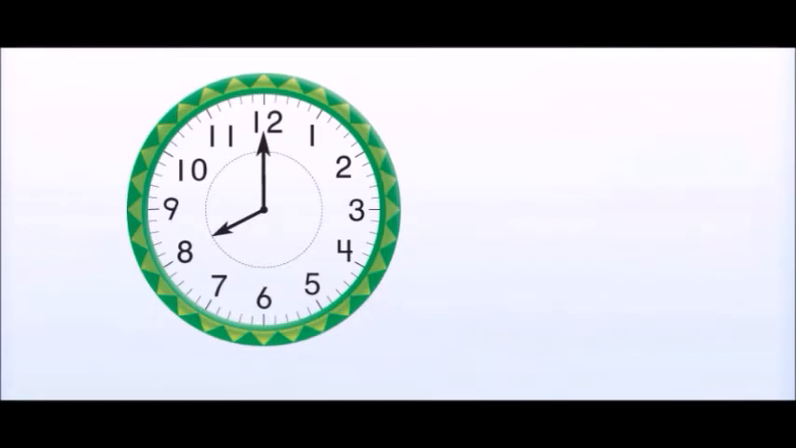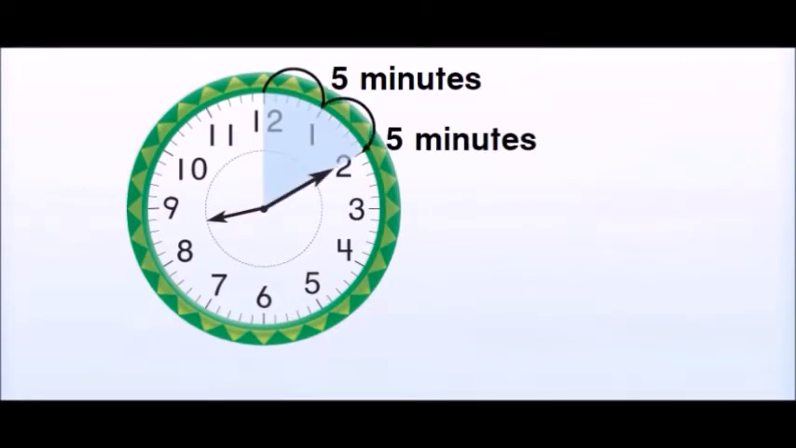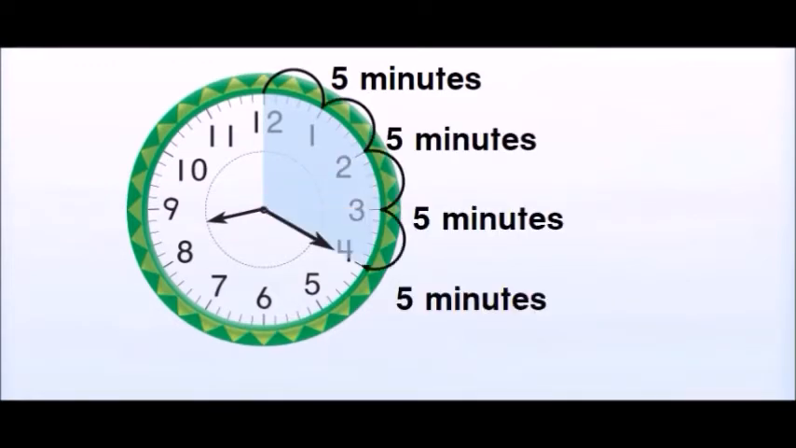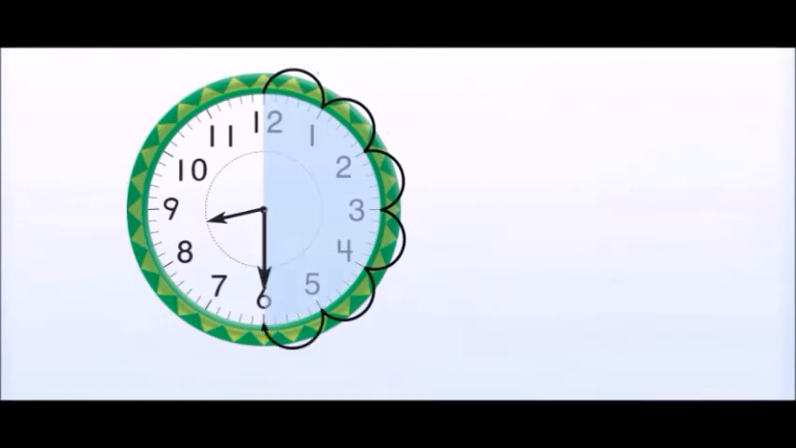It takes 5 minutes for the minute hand to move from one number to the next number on a clock face. It takes 30 minutes for the minute hand to move halfway around the clock. 5 plus 5 plus 5 plus 5 plus 5 plus 5. 30 minutes have passed. The clock shows 8:30.